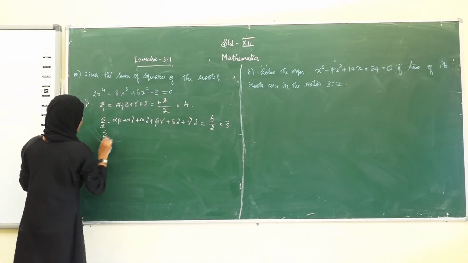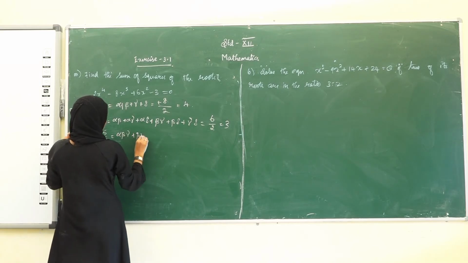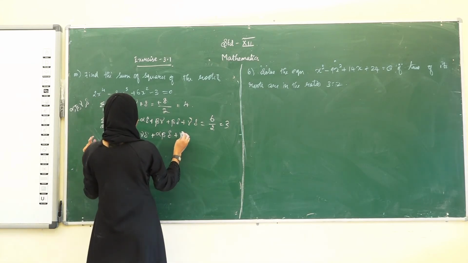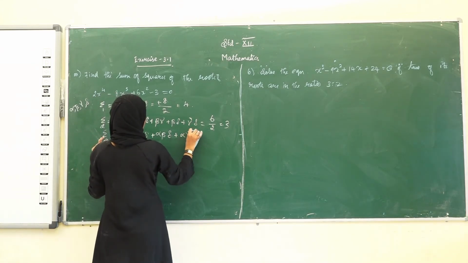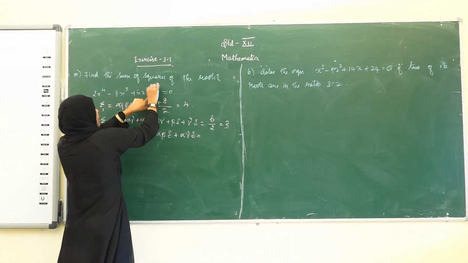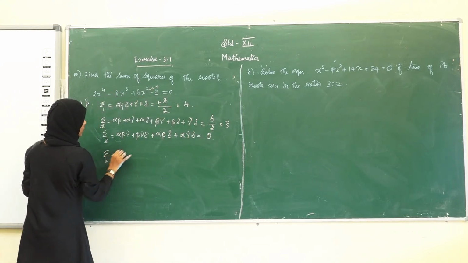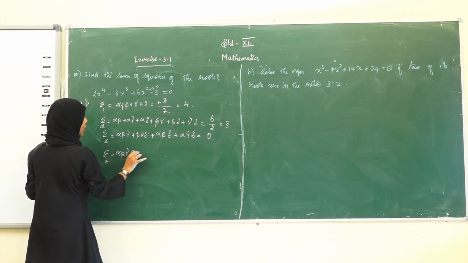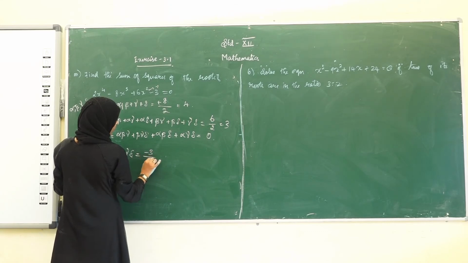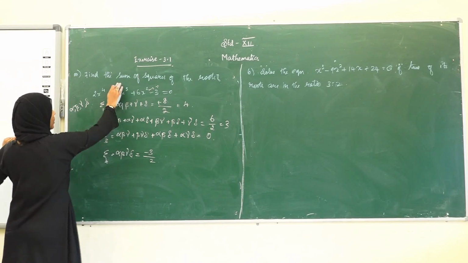And then summation 3 is alpha beta gamma, alpha beta delta, and alpha gamma delta. Its answer is, see here the x term is missing, so it becomes 0. And then summation 4 is alpha beta gamma delta, which will be equal to minus 3 divided by 2. Okay, so we have found this. With this we can find what the question asks.